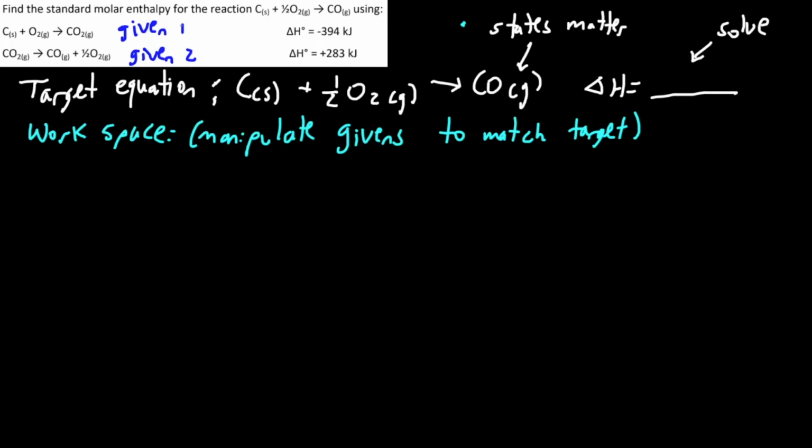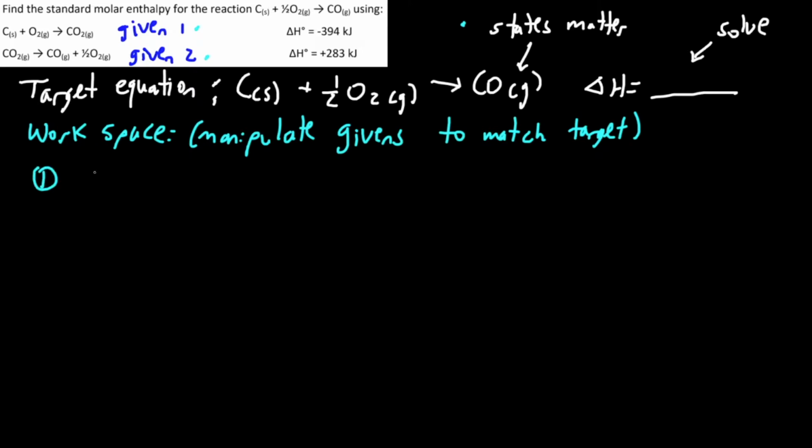Now you're given two equations, and what you have to do is manipulate your two given equations to match the target. When we're done, we need to make sure we have carbon solid and oxygen gas on the reactant side, and on the product side, carbon monoxide. All right, so we need carbon solid, oxygen gas. Looking at our two givens, our first equation has what we need. So let's use equation 1.